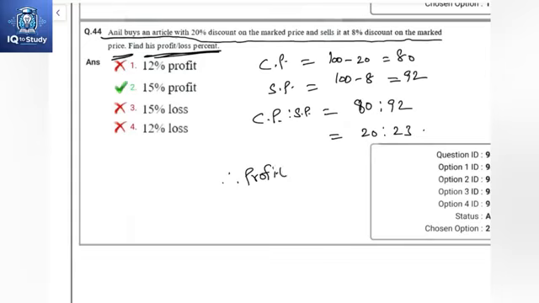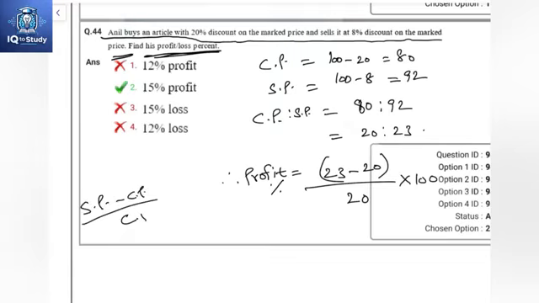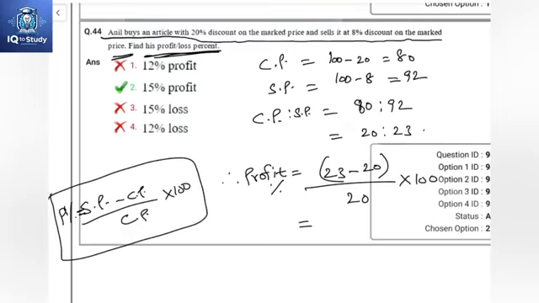So, profit percent is equal to 23 minus 20 divided by 20 into 100. It is SP minus CP divided by CP into 100, which is profit percent. That is equal to 3 by 20 into 100, which is equal to 15% profit. So option 2 is correct.